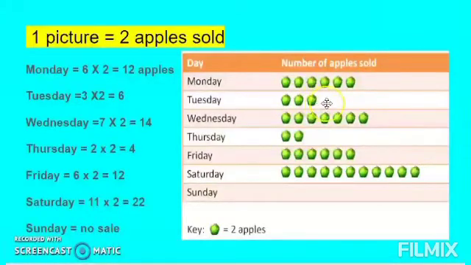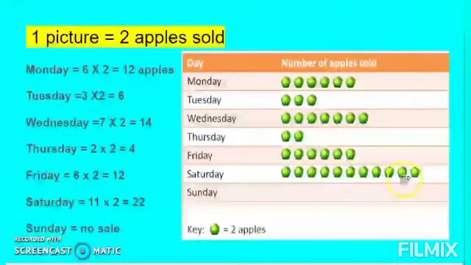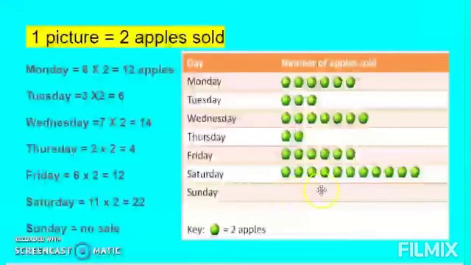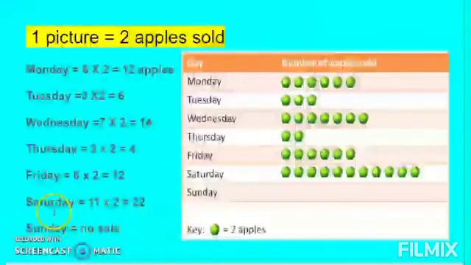Tuesday, 3 into 2, 6. Wednesday, 7 into 2, 14. Why are we multiplying by 2? Because the key says one picture of apple is actually equal to 2 apples. So Thursday, 2 into 2, that is 4 apples were sold. Friday, 6 into 2, that is 12 apples were sold. Saturday, 11 into 2, that is 22 apples were sold. But on Sunday, no sale was there, since there is no picture of any apple drawn here.